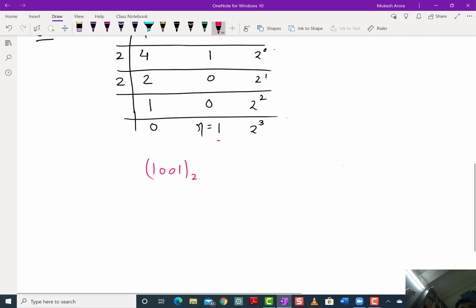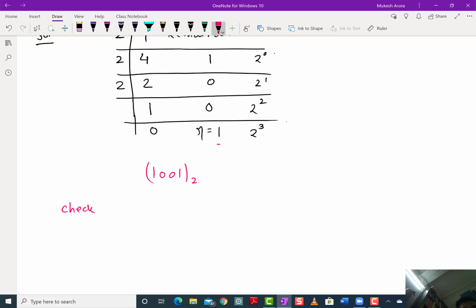If we want to check it, it will be 1001. It will be 1 into 2 raised to the power 3 plus 0 into 2 raised to the power 2 plus 0 into 2 raised to the power 1 plus 1 into 2 raised to the power 0. So it will be 8 plus 1. Answer will be 9.